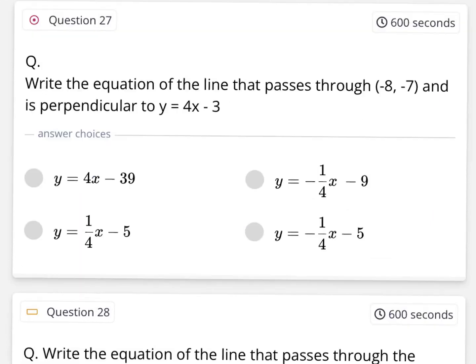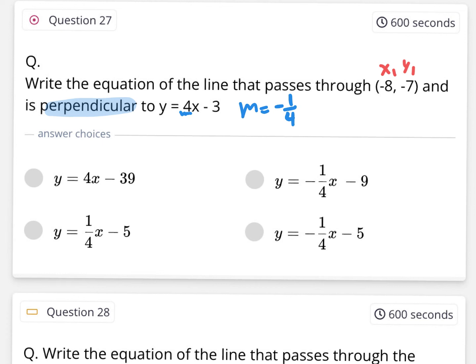So on this one, they want us to write the equation of the line that passes through the coordinate -8, -7. Those are the x1, y1 values, and the line is perpendicular to the equation 4x minus 3, y equals 4x minus 3. Now when I say something is perpendicular, I'm indirectly giving you the slope. The slope is the opposite reciprocal of what you see here. So the slope is indirectly given to you as -1/4.